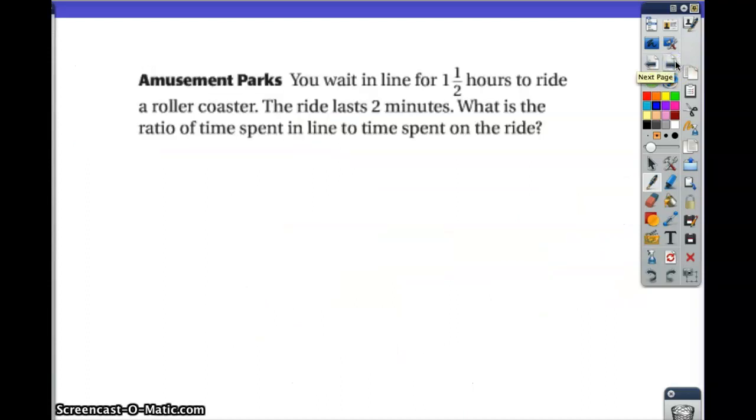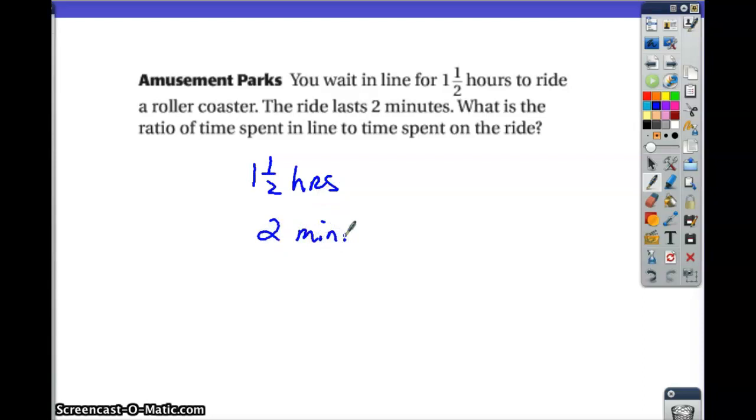Now amusement parks. Here's a word problem we'll work out. It says you wait in line for 1.5 hours to ride a roller coaster. The ride lasts 2 minutes. What is the ratio of time spent in line to time spent on the ride? So time spent in line first is 1.5 hours, and time spent on the ride is 2 minutes.